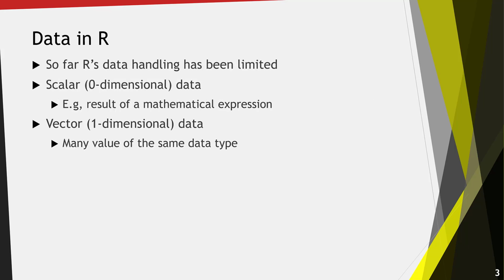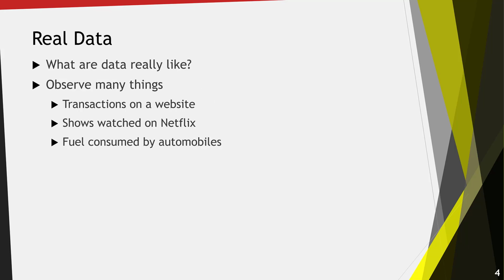So far with the material we've covered, R's data handling has been pretty limited. We've dealt with scalar or zero-dimensional data, such as the result of a mathematical expression, and we've dealt with vector or one-dimensional data. This is many values of the same data type that we were storing in vectors. So what are data like in the real world?